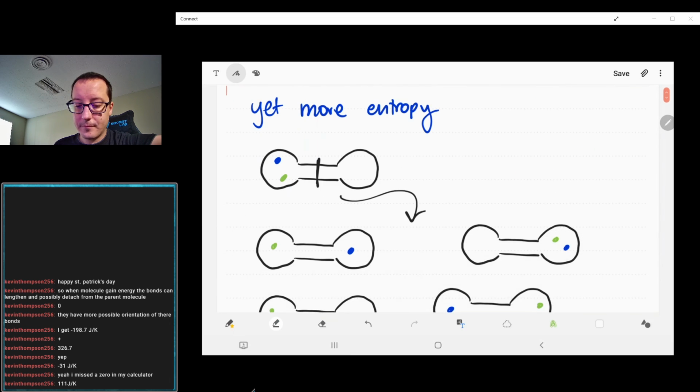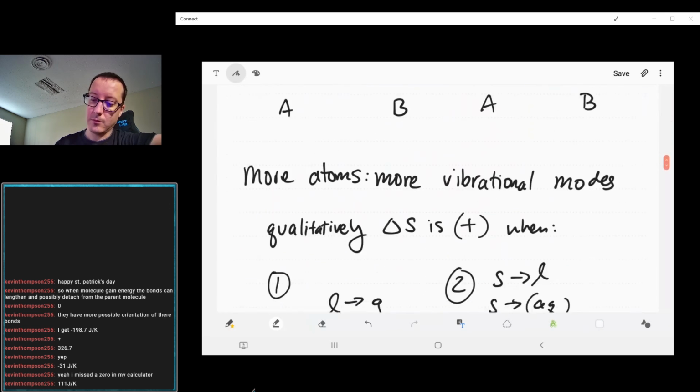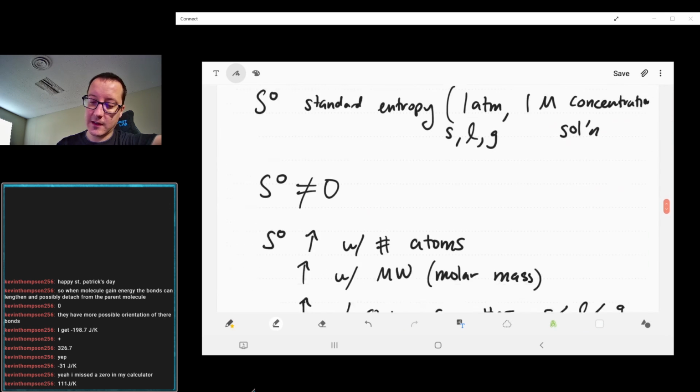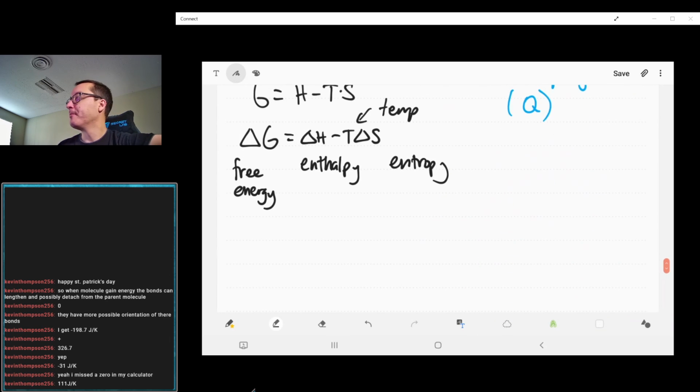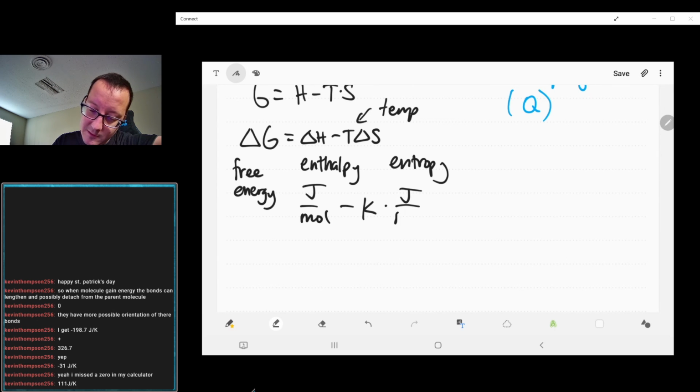So, what units does delta G take? What do we think the units are going to be here? If we think, we typically will have joules per mole minus Kelvin times joules per mole Kelvin. So delta G will also take units of joules per mole.